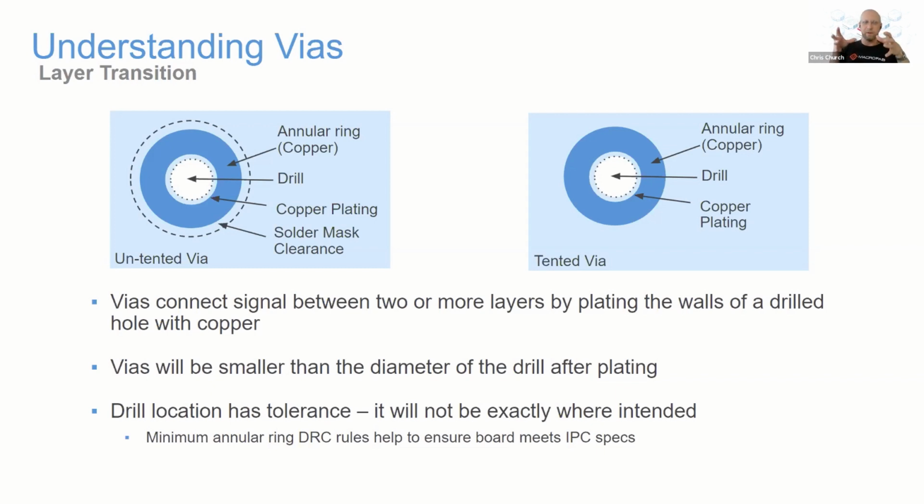The other thing to keep in mind is, while this picture shows this perfectly centered drill hole in the via, the positioning of the drill in that process has tolerance too. So it will not always be perfectly in center. And that's why you'll hear about minimum annular ring width design rules from your fabricator, to allow for that little bit of travel in the drill bit while still maintaining copper connection around the hole entirely.